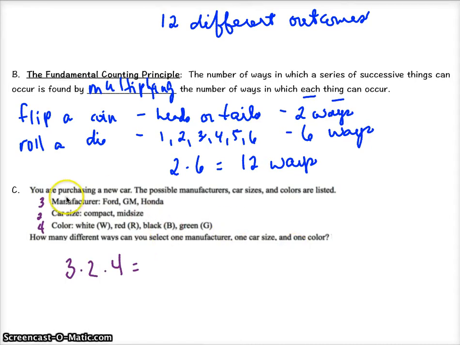So I have 3 different things here. I have the manufacturer, car size, and the color of my car. I have 3 different manufacturers to choose from, 2 different size cars to choose from, and 4 colors to choose from. So if we multiply the number of ways each of those things can occur, we come up with 24 ways we can purchase a car using that information.